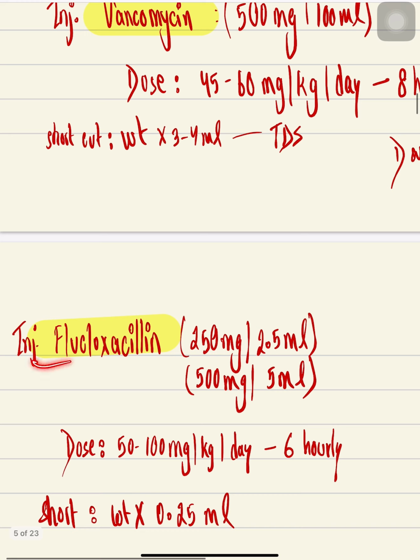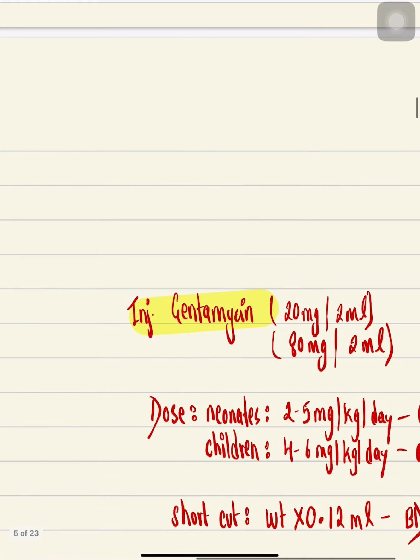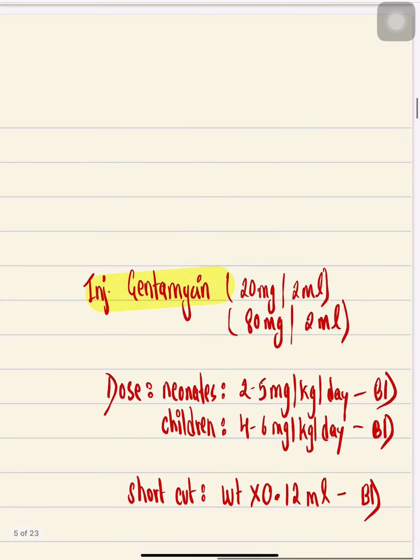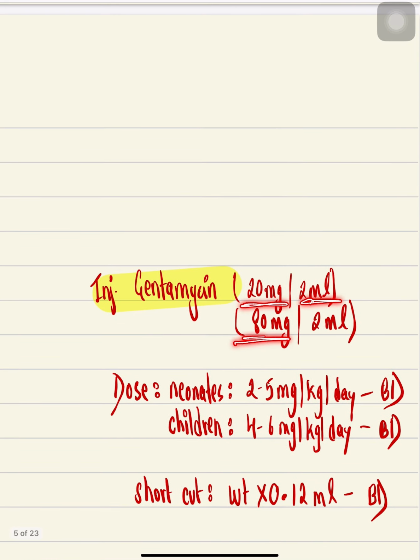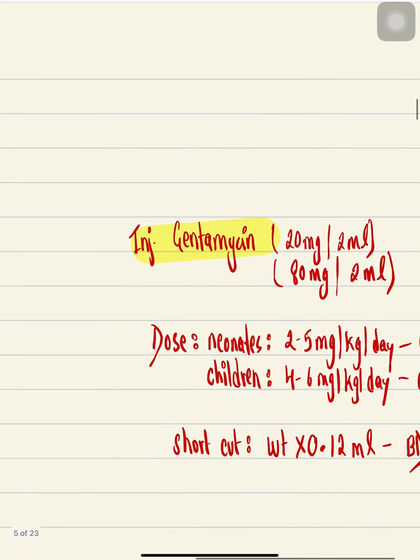We have the next, flucloxacillin, with the formulation 250 mg over 2.5 ml and 500 mg over 5 ml. The dose is 50 to 100 mg per kg per day 6 hourly. The shortcut for this is weight into 0.25 ml. Next is injection gentamicin with the formulation 200 mg over 2 ml and 800 mg over 2 ml. The dose for neonates is 2 to 5 mg per kg per day BD, and for children 4 to 6 mg per kg per day BD. We have shortcut weight into 0.12 ml BD.